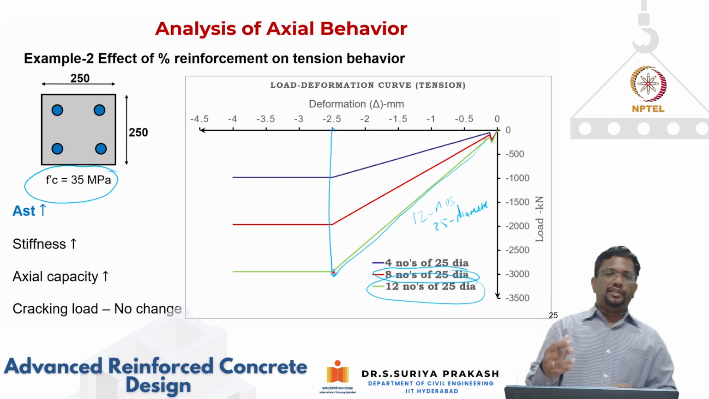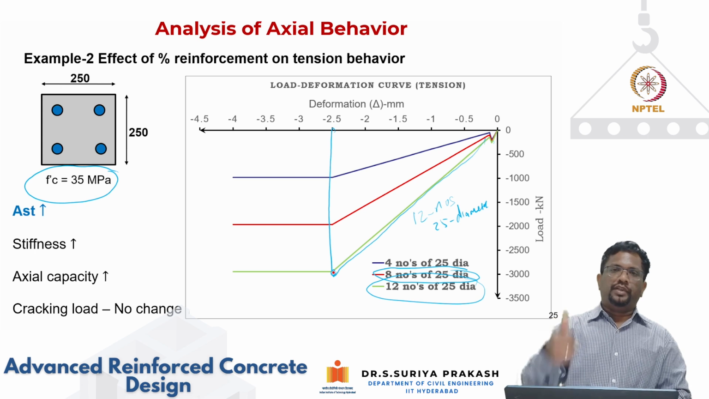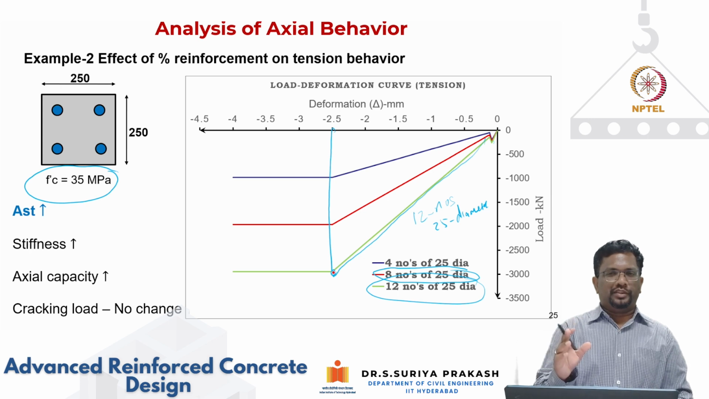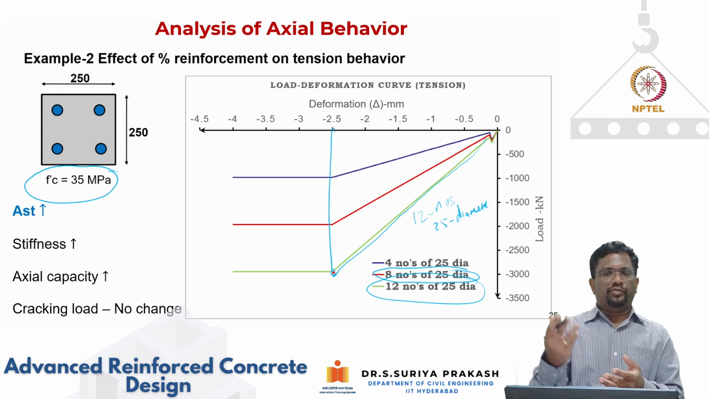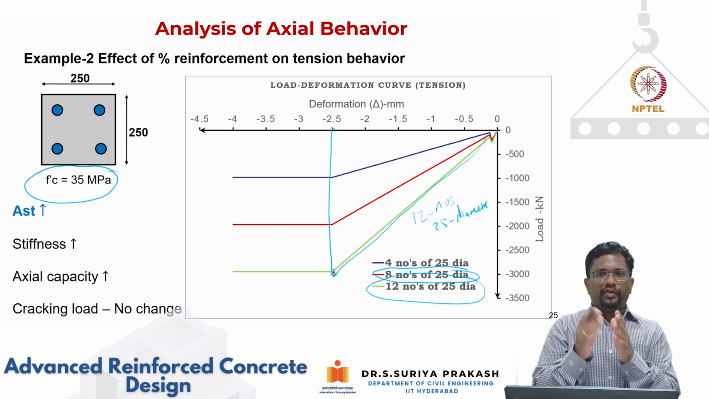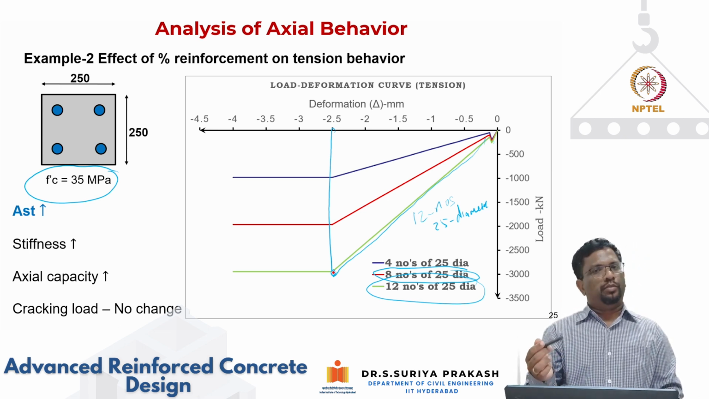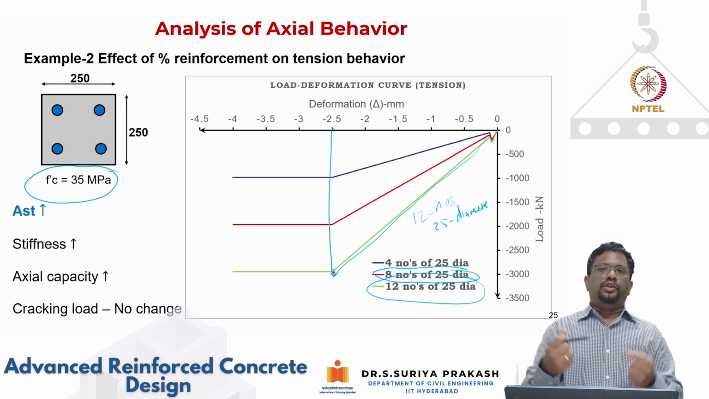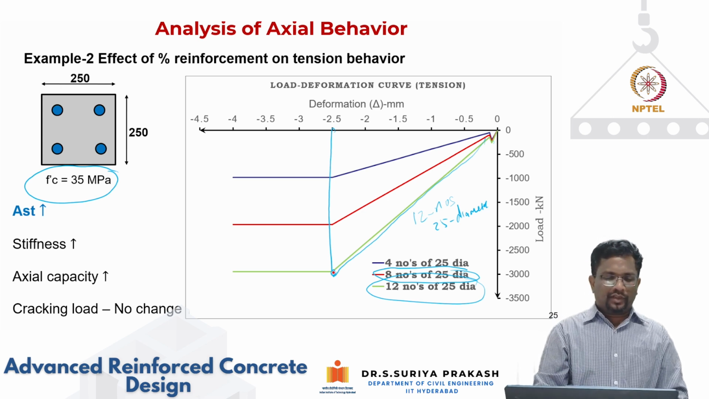So as the Ast is increasing, in tension, it is increasing your stiffness, it is increasing your axial capacity in tension. However, cracking load, there will not be any change, because the percentage of steel itself, what we are dealing with, is in the order of 2 or 3 or 4% maximum. So when concrete is cracking, we have seen that concrete is cracking for 35 megapascal at 0.000117. It's a very, very small strain. So the amount of stress that you're going to get from steel is going to be very less. So that's why the cracking load is not going to be any different.